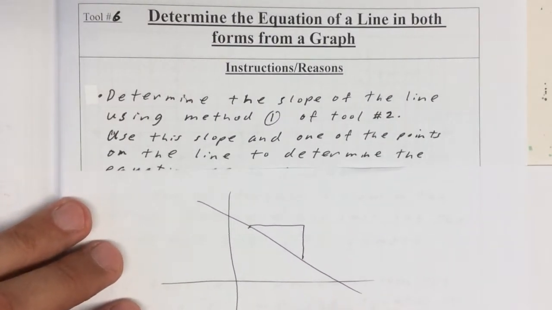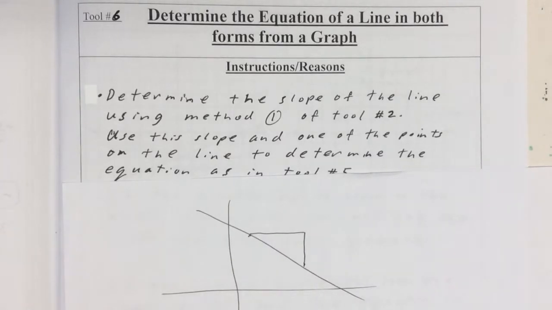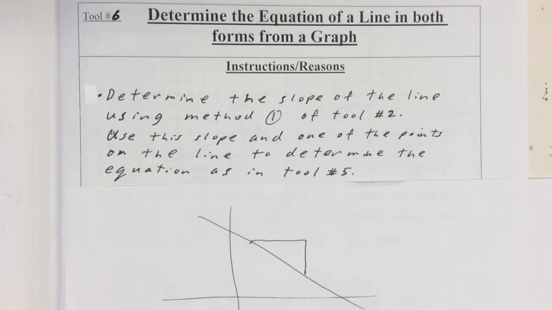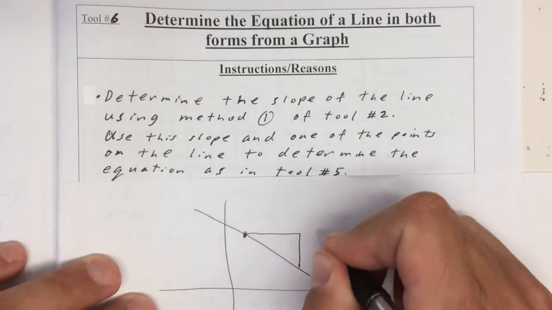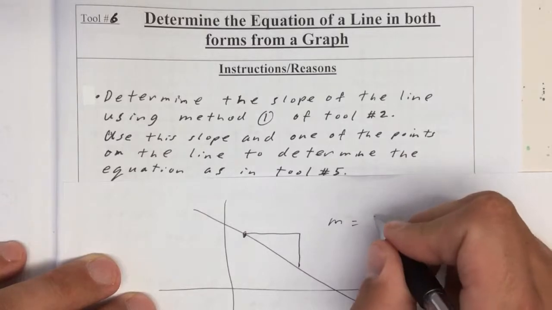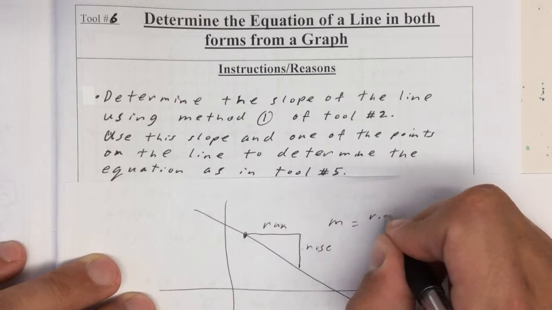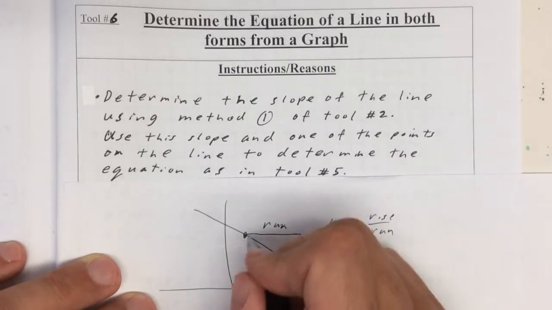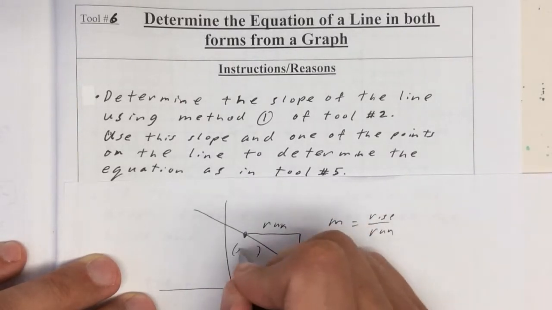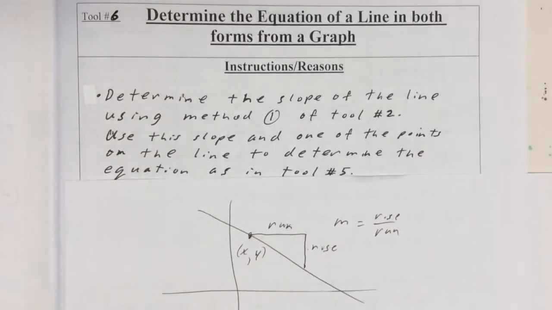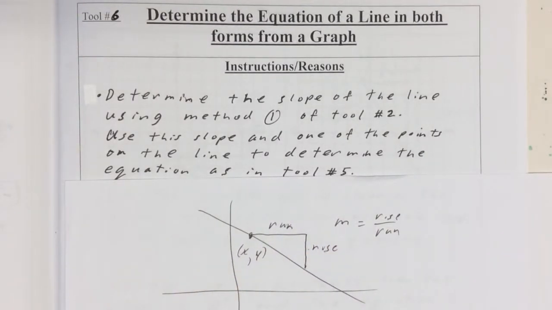And use the slope and one of the points on the line to determine the equation of the line, as in tool 5. In the last tool, if you had the slope and some point, so you have m equals rise over run, and you have the coordinates of that point, then you should be able to do as in the last tool to find the equation of the line from a point and the slope.